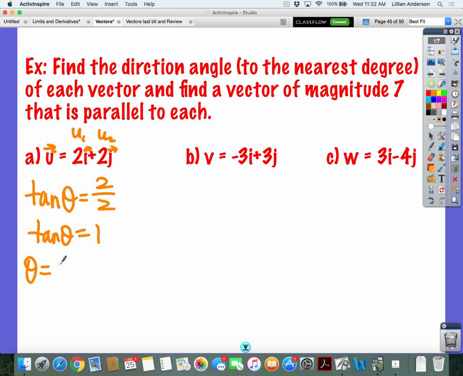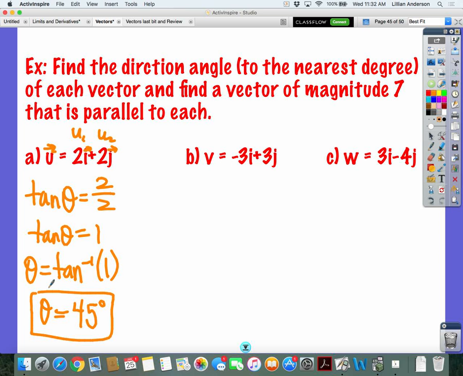Whenever we're looking for an angle, we take the what? The inverse. What's the inverse tangent of 1? 45. Because we are rounding to the nearest degree, so we're using degrees, not radians here. It's also 225. Yeah, let's say it's 225. It's on the negative, negative area.